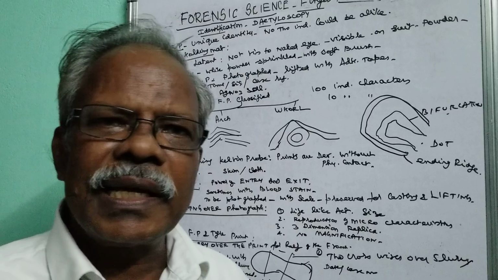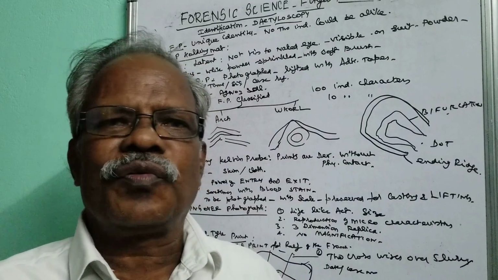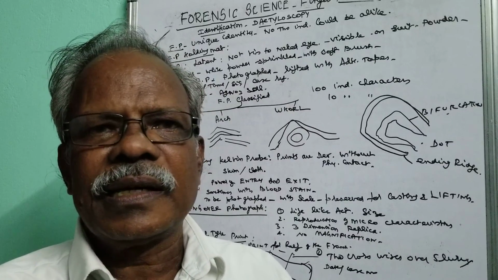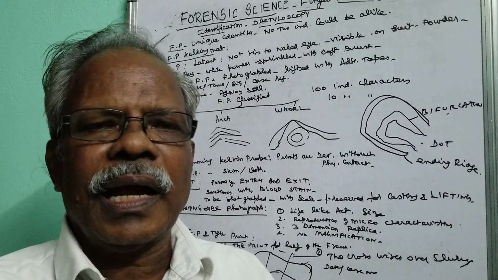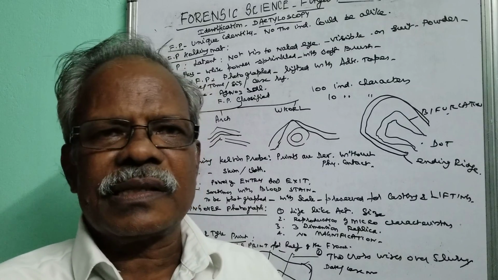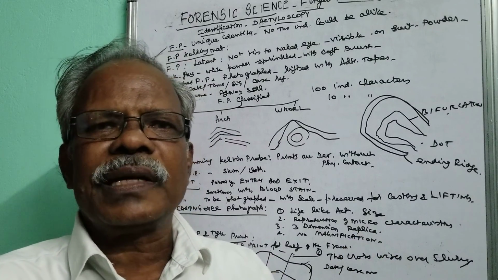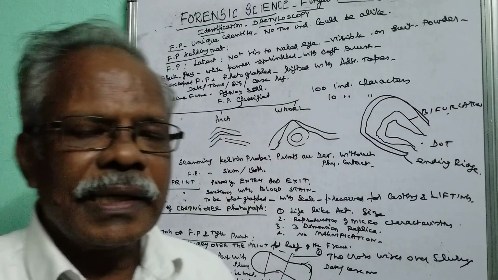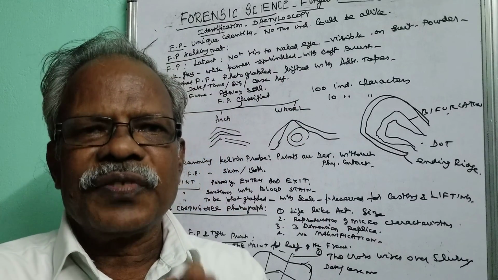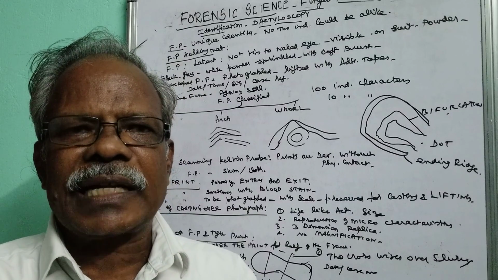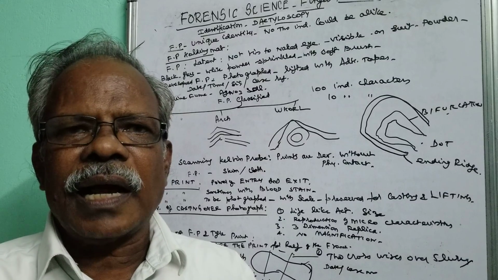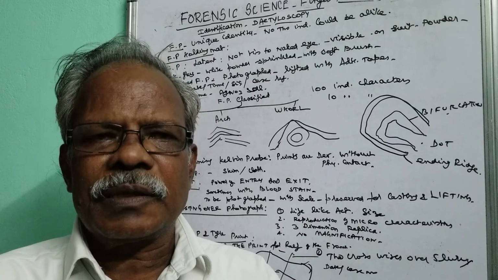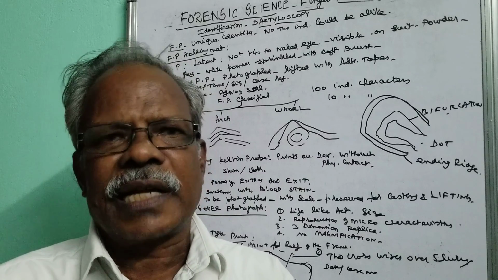Now we are going to see in this video how fingerprints and footprints help in identifying the crime, how it happened, and how the accused is identified. The identification with the help of fingerprints is called dactyloscopy. Dact means the fingers, the fingerprints, and the identifying is called dactyloscopy.